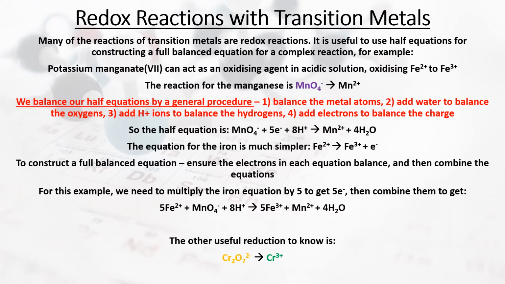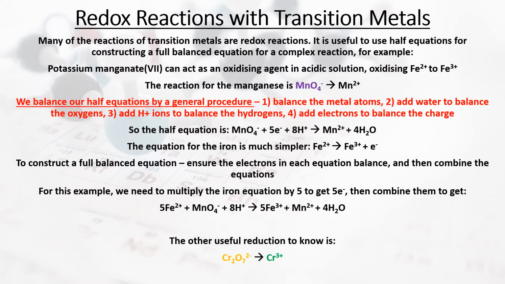For the iron equation, we have 1 electron. So we need to multiply our iron equation by 5 to get 5 electrons. Once we multiply that by 5, we can simply add the two equations together. So you write everything that's a reactant on the reactant side, everything that's a product on the product side, and by combining it, you end up with 5 Fe2+ plus MnO4-, our manganate ion, plus 8H+, going to 5 lots of Fe3+, plus Mn2+, plus 4 H2O.